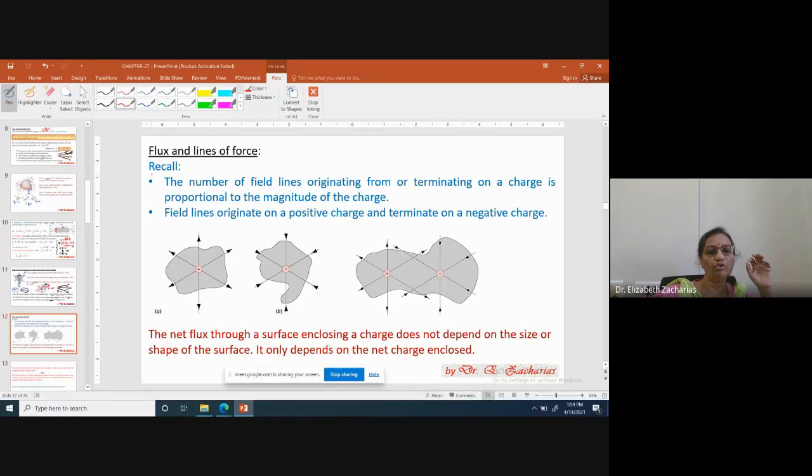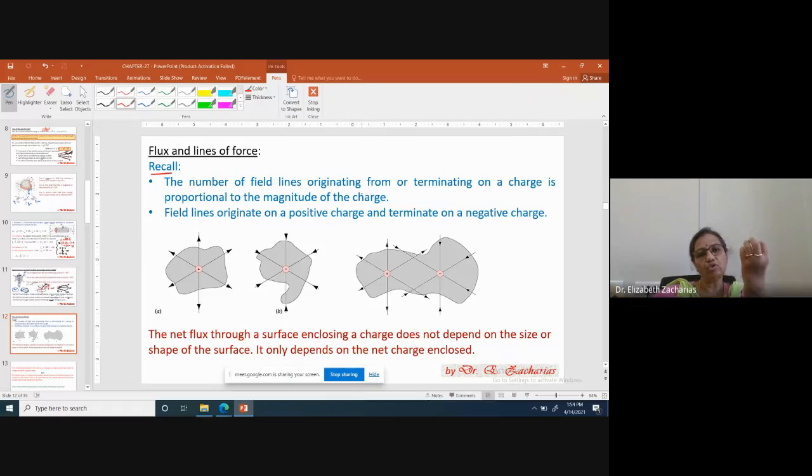So first of all, I want you to recall something. Number of field lines originating from or terminating on a charge is proportional to the magnitude of the charge. Have you seen this somewhere? Yes, ma'am. Last chapter we have seen.